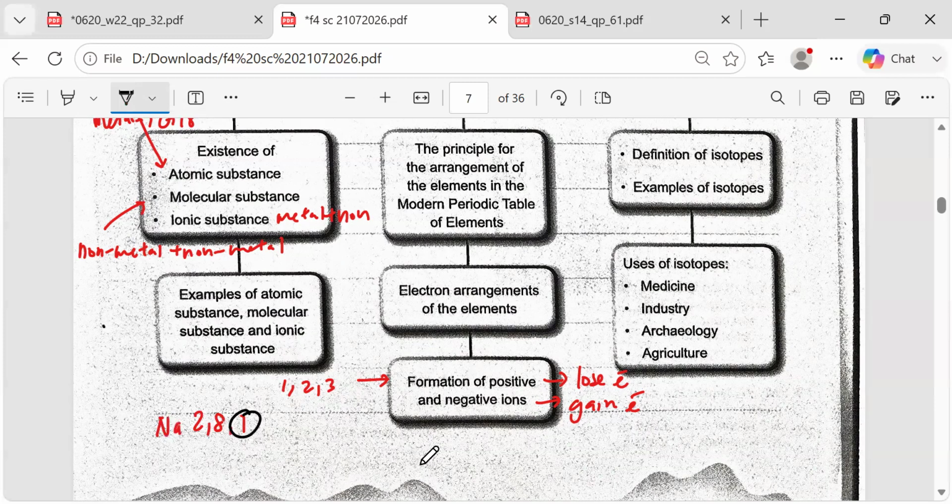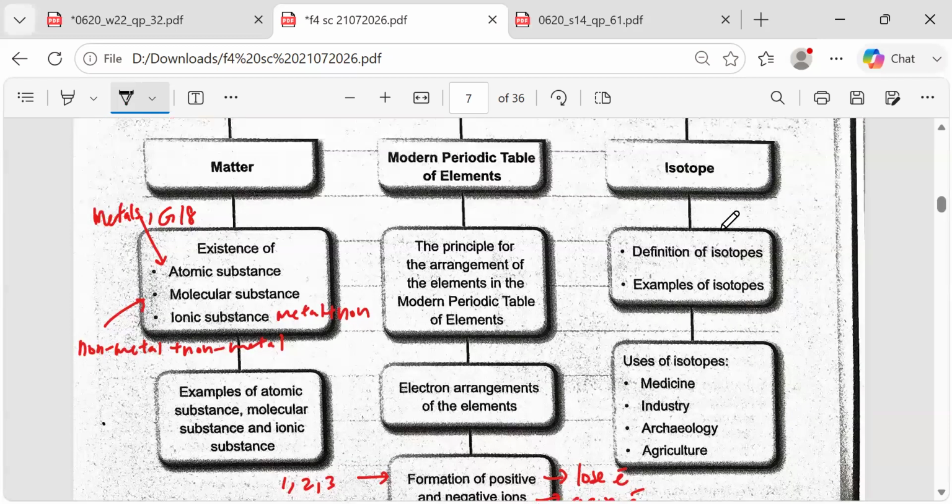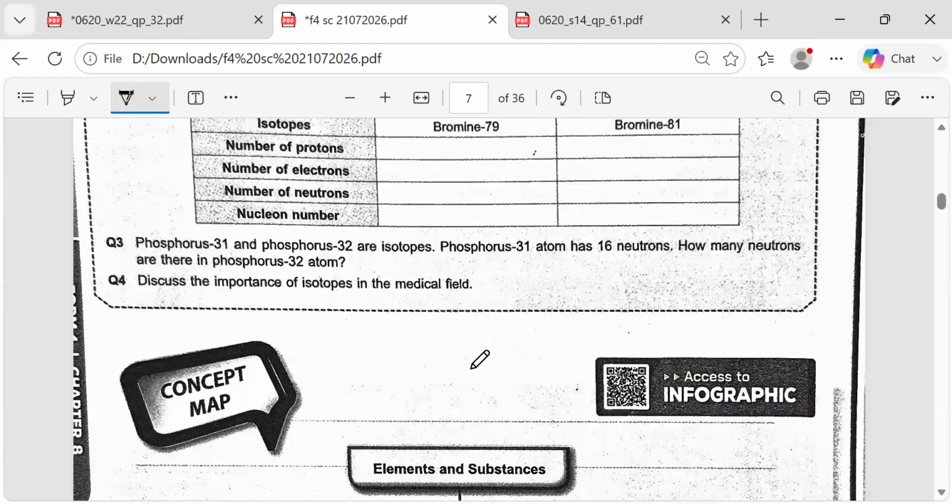To form negative ions is group 5, 6, 7 valence electrons. Group 5 valence electrons will gain 3, 6 valence electrons will gain 2, 7 valence electrons will gain 1. And then I taught you what isotopes are. Isotopes have the same proton number, but the nucleon number is different. Do you remember? So we learned about isotopes.